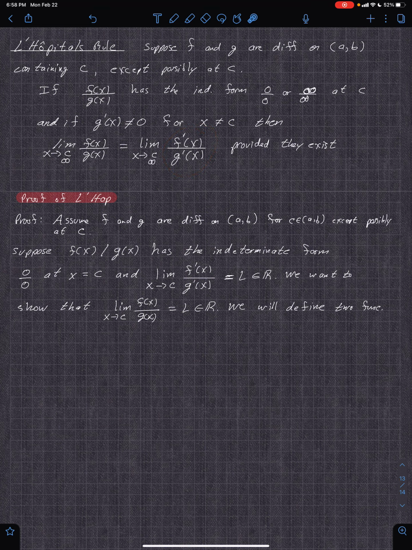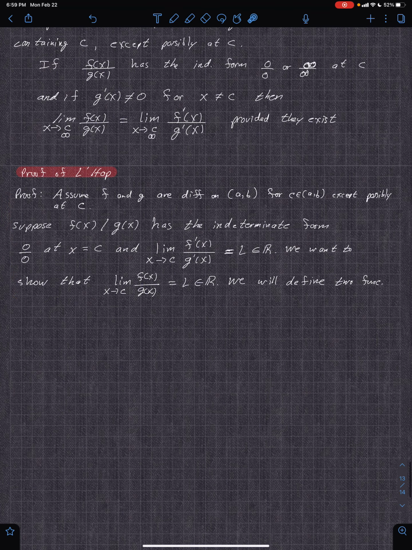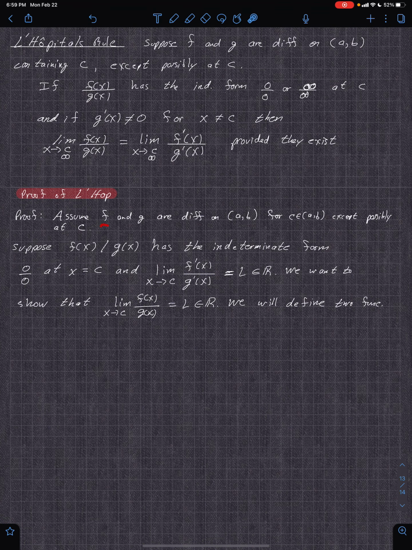So for our proof, we will show one case, the easier case. The other case is more difficult and shown in advanced calculus books. All right, so here's the start of the proof, and then we will continue from here. Let's start with the hypothesis. Let's assume f and g are differentiable on (a, b) containing c, except possibly at c. So differentiable everywhere in the interval except possibly at c. Okay.